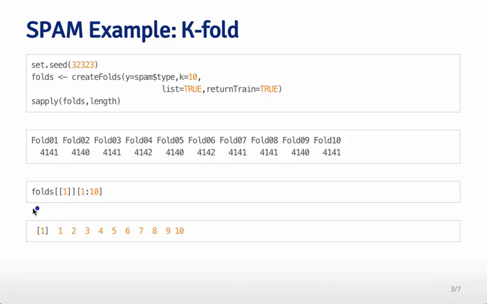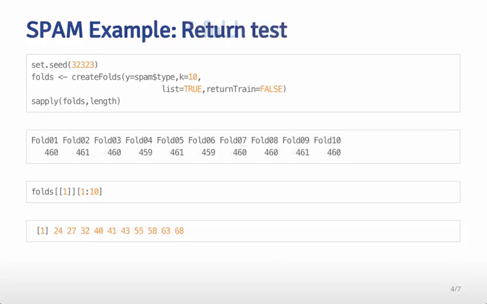Then what I can do is, if I want to look at which samples appear in the first fold, I take the first element of the folds list, and when I look at that list, the first 10 elements correspond to the first 10 elements in the sample. In other words, this is split up in order into the first 4,100 samples in the first fold, the second 4,140 samples in the second fold, and so forth, so you can actually look at which are the indices corresponding to the training set and the test set within those k-folds. You can have it also return the test set, or you can have it return the training set.